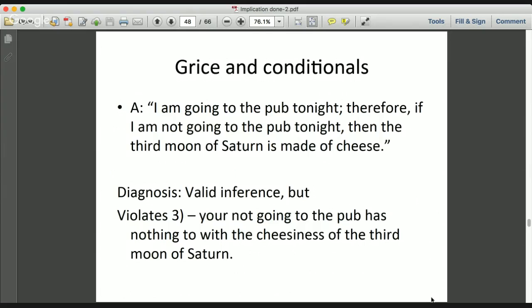So I guess here's another one, right? A says, I am going to the pub tonight, therefore if I'm not going to the pub tonight, then the third moon of Saturn is made of cheese. Technically it's valid, but it violates 3 again because it's got nothing to do with the cheesiness. Going to the pub has nothing to do with the cheesiness of the third moon. So it's exactly the same thing, just in relation to arguments, right? So Grice's diagnosis applies just as well, not just to the truth case, but also to the argument case of where the material conditional seems to go wrong.